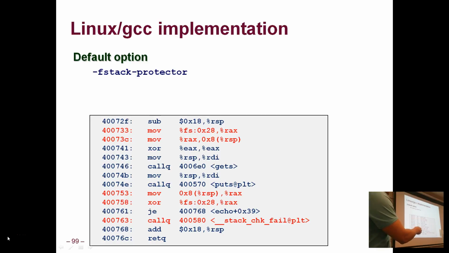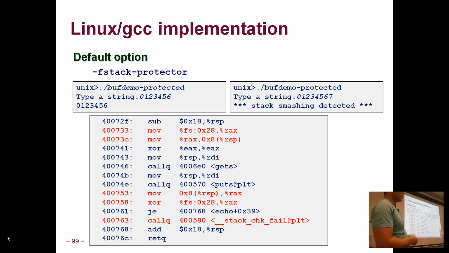You run your code that's got the vulnerable gets and the vulnerable puts, and then at the end of it, you're going to move the canary, or the memory location that held the canary, back into RAX. You're going to XOR that original canary value with RAX. If you jump equal, meaning they're equal, you're like, okay, I'm done. If not, then stack check fail, abort.